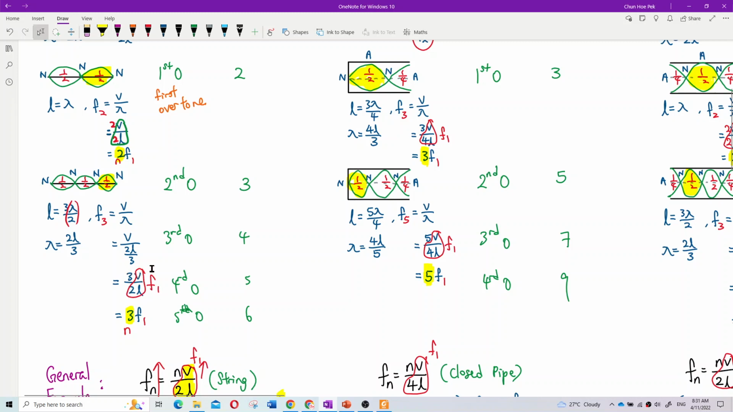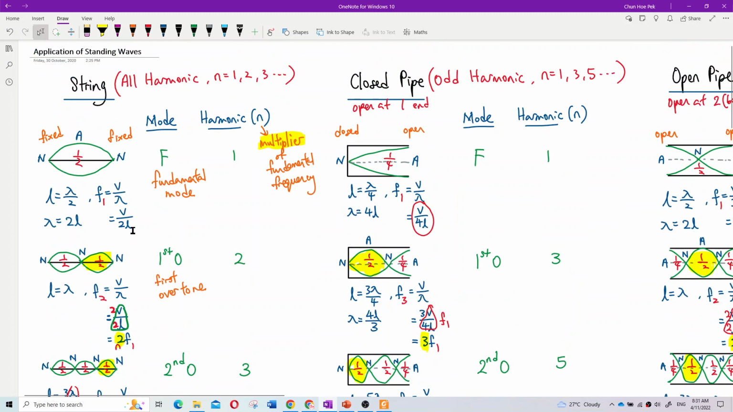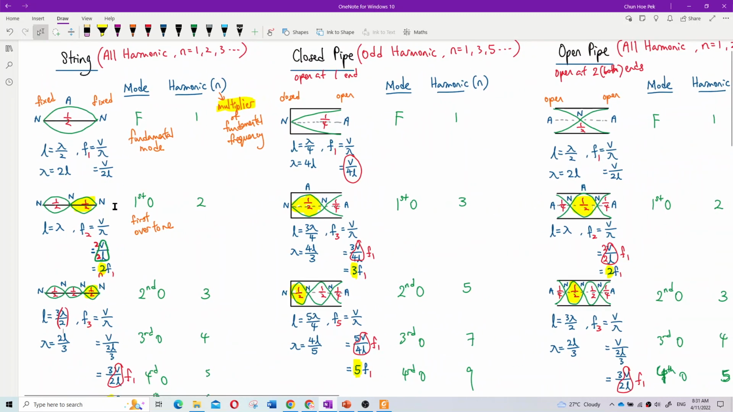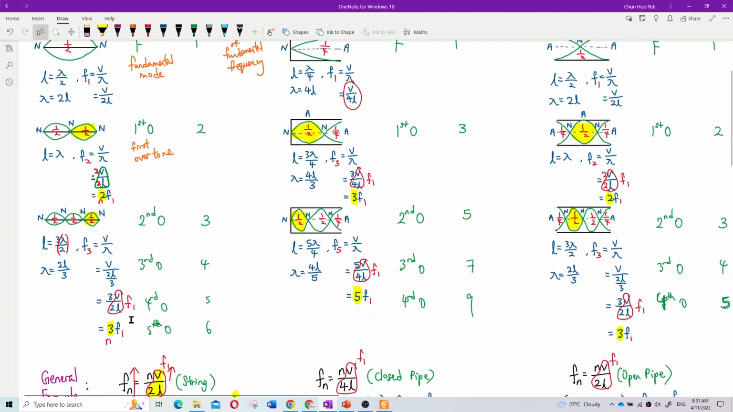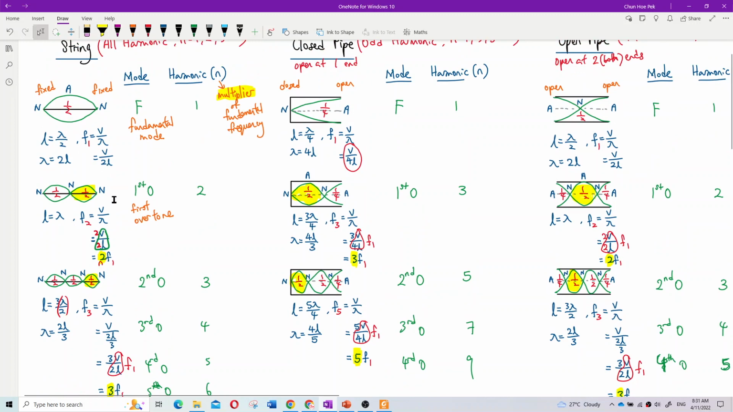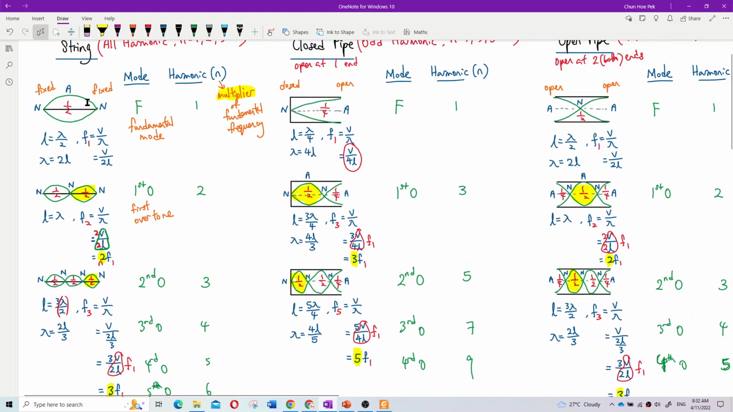3V over 2L. And can you see that the V over 2L is the V over 2L here, class? Can you see it? Yes, sir. The V over 2L here is the same as V over 2L here. So this V over 2L can substitute with F1. And that's why we get this F3 is 3 times the fundamental frequency. Just now the second one is 2 times the fundamental frequency. The third one is 3 times the fundamental frequency. So it's like third.